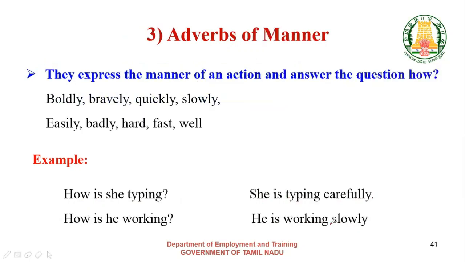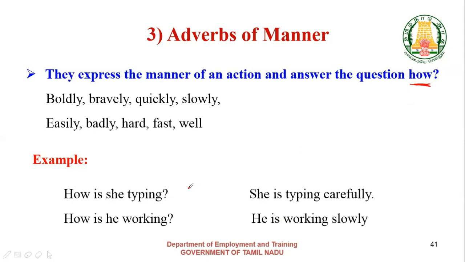The third one is adverbs of manner. They express the manner of an action and answer the question how. Examples: boldly, bravely, quickly, slowly, easily, badly, hard, fast, and well. These are a few examples of adverbs of manner.